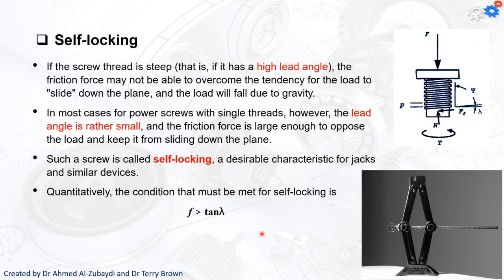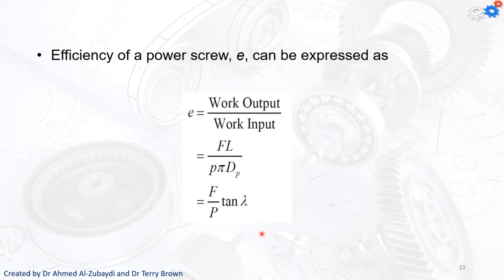Now, calculating the efficiency for the power screw. The efficiency is going to be equal to the work output divided by the work input, the general equation for the efficiency. So it's going to be equal to F multiplied by L. You know that force by distance is the work, sorry, divided by the P force multiplied by pi multiplied by dP, which is the work input again. Then F divided by P, or the load divided by the force I added, multiplied by the tangent of the lambda, will give me the efficiency of the power screw.